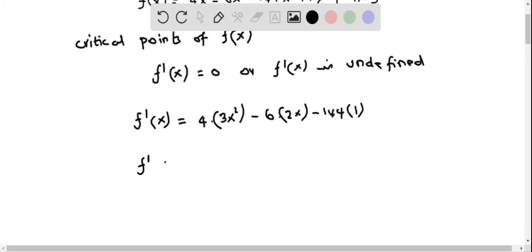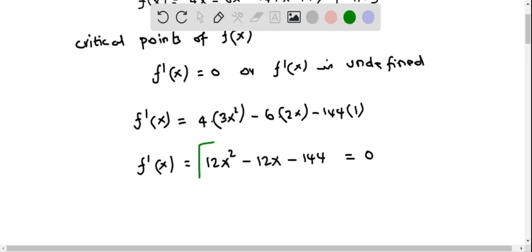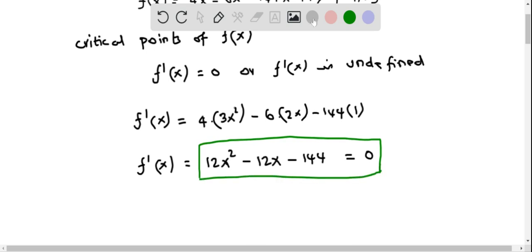Let's simplify this. So this gives f prime of x equals 4 times 3 is 12, so 12x squared, minus 6 times 2 is 12, so it is 12x minus 144. So this is the expression for the derivative of the function f of x. Now we have to set this equal to 0 and determine the corresponding x. So let's focus on this equation and solve for x.